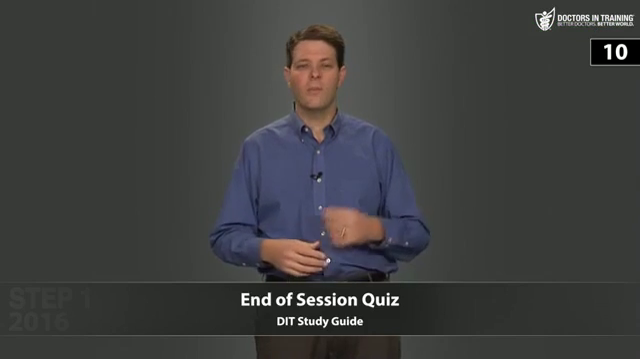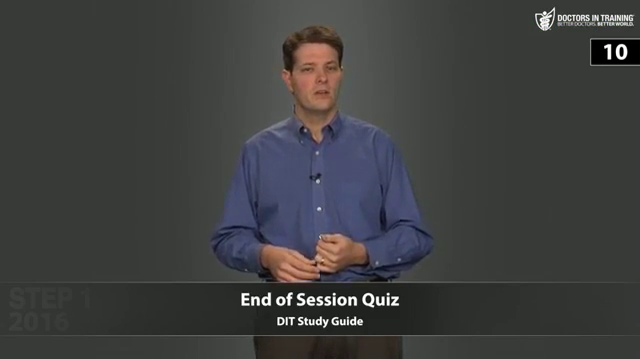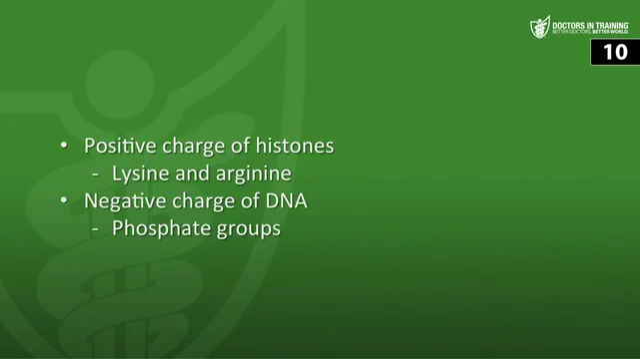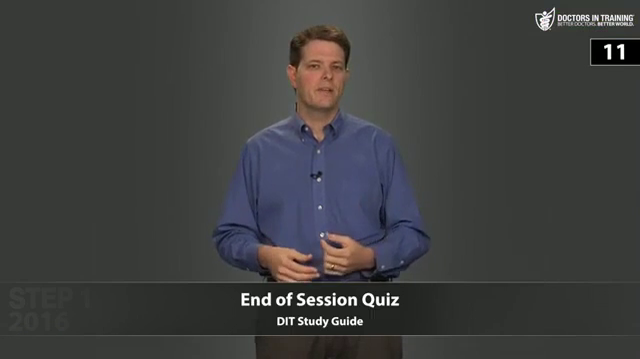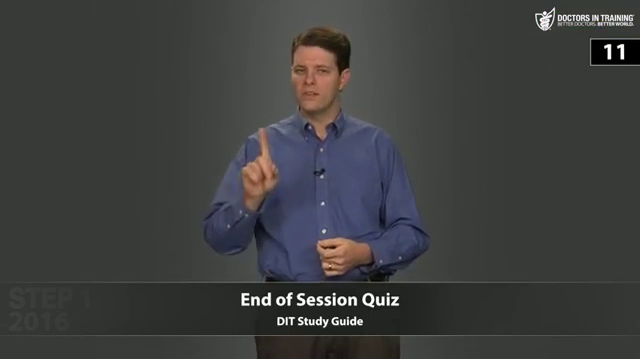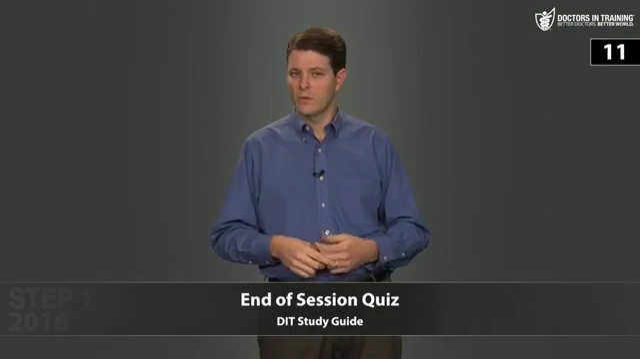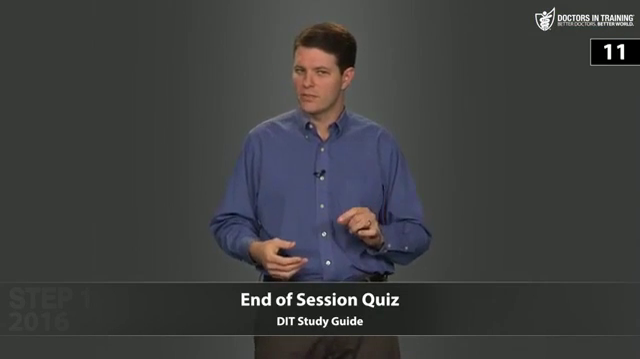Next, what accounts for the positive charge of histones? It's the prevalence of the amino acids lysine and arginine. And then what accounts for the negative charge of DNA? It's the phosphate groups. Last question. How many adenine residues are found in a molecule of DNA if one strand contains 2,000 adenine, 500 guanine, 1,500 cytosine, and 1,000 thymine? Well, this one looks pretty easy, but there's a little twist to it.